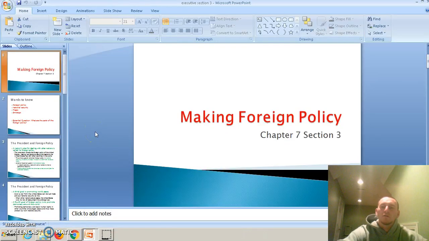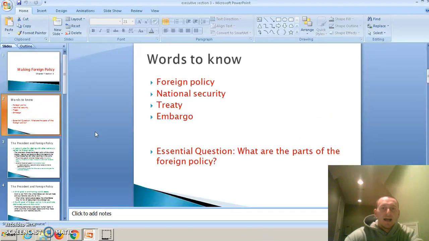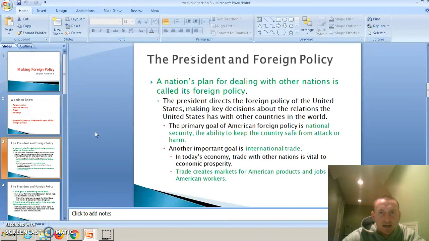Section 3. Foreign policy. When you hear foreign policy, think of other countries. Interacting between. National security, obviously you should know what that is. Think about it. Treaty, embargo. A nation's plan for dealing with other nations is called its foreign policy. I would highlight that. Know what that is. International trade, it's a key word. International, think about it. International waters, trade.